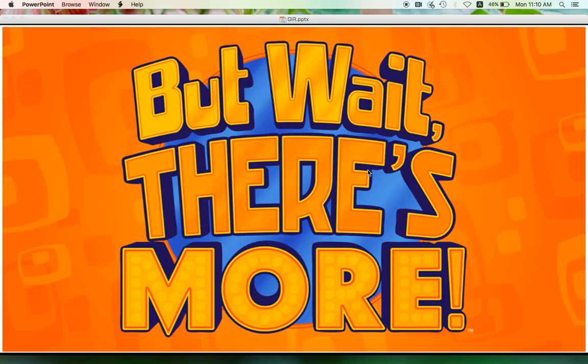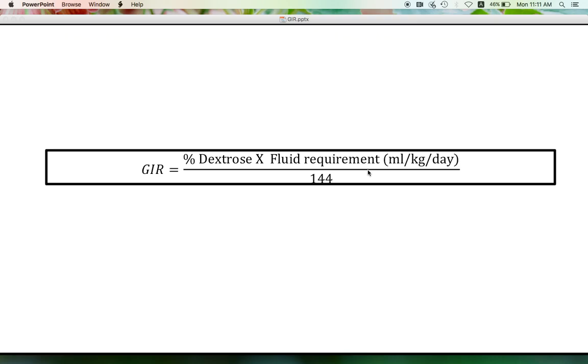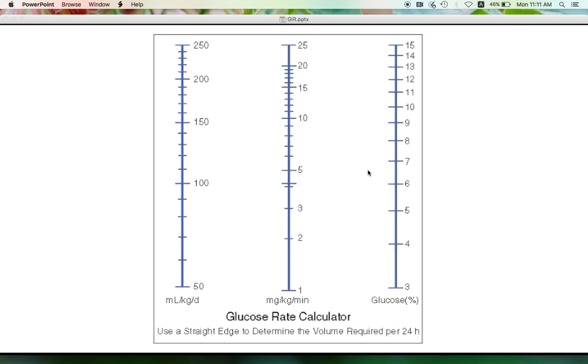But wait, there is more. What if I tell you that you don't even need to remember this formula or do this calculation anymore? Yes, it is true. We can do away with this formula. All we need is this glucose rate calculator. This is a very simple tool to calculate GIR and is given in most of your textbooks, including Cloherty. But for some strange reason, residents always tend to overlook it.